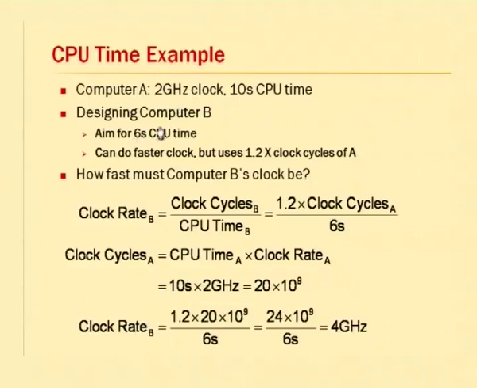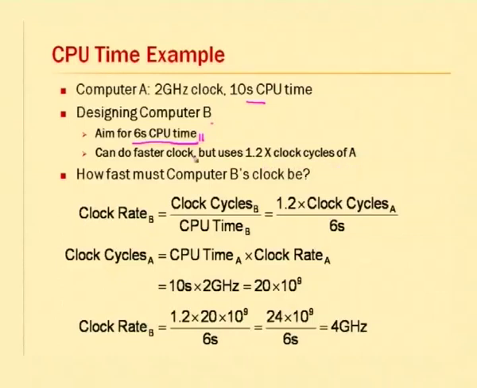Now I want to design a new computer B. My aim is that I want to have a 6-second CPU time. Earlier this machine was taking 10-second CPU time, now I want to make it a 6-second CPU time. So the question is, how do I do it? Obviously it was taking 10 seconds while working at a 2 gigahertz clock. If I want it in 6 seconds, it means that I will have to increase my clock frequency. So I can do it with a faster clock, but let me assume that it uses 1.2 times the clock cycles of A.